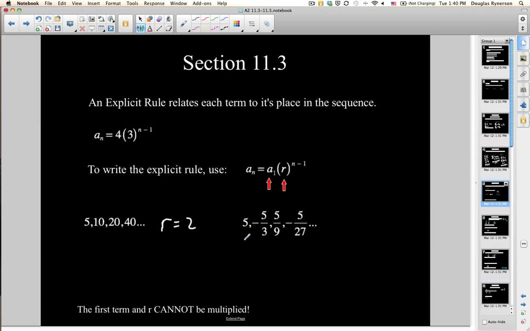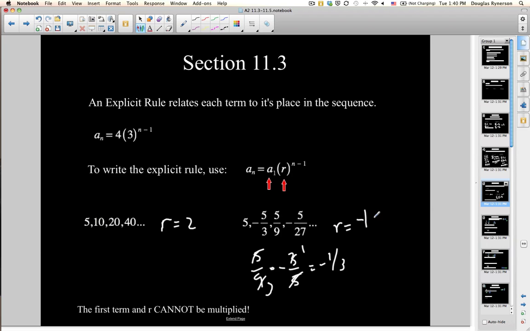-5/3 divided by 5 is going to be -1/3. 5/9 divided by -5/3, invert and multiply, right? That becomes -1/3. So my common ratio is -1/3.